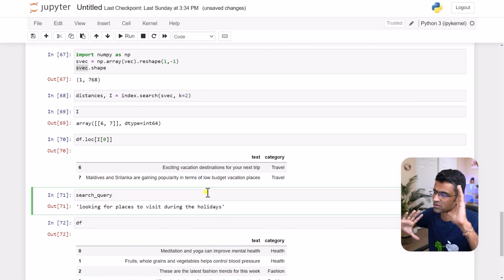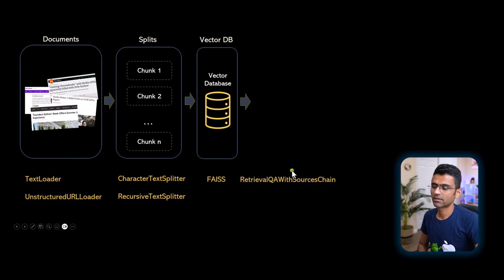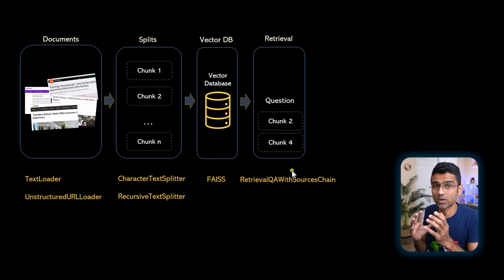So this was just a quick demo of the FAISS library. This is something that we will be using in our news research tool project. Let us now discuss the RetrievalQAWithSources chain. Once you have stored all your vectors in a vector database, the next component will be asking a question and retrieving all the relevant chunks.